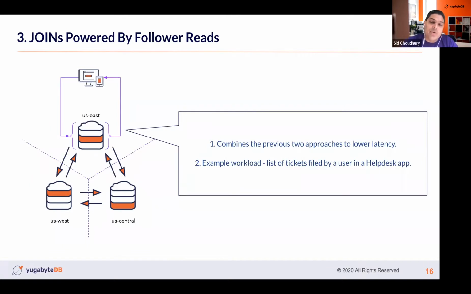An example workload here is, let's say, a list of tickets filed by a user who is residing in that particular region in a help desk application. So I can immediately do a join, and I can see all the tickets that I had previously filed. And most likely, since the tickets were filed by me, even the shard leaders for the tickets will, with high likelihood, reside in my local region. And even if we're missing a ticket or two, it will not degrade the user experience.